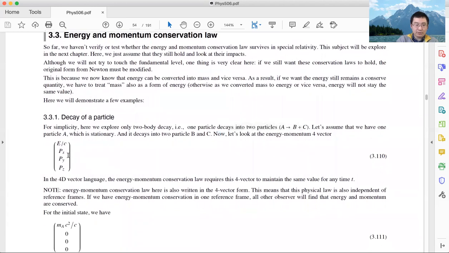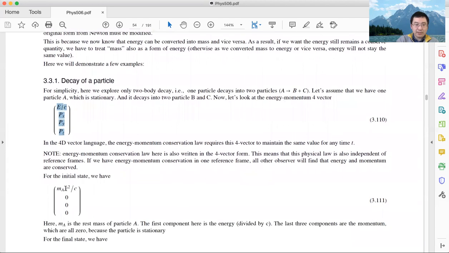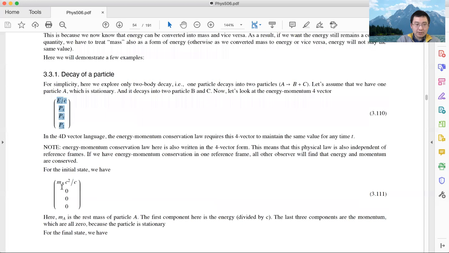In order to write down the energy and momentum and look at the energy-momentum conservation law, of course we will utilize our 4-dimensional energy-momentum vector. Let's first look at the energy and the momentum before the decay. Before the decay, I have one particle. This particle is A.